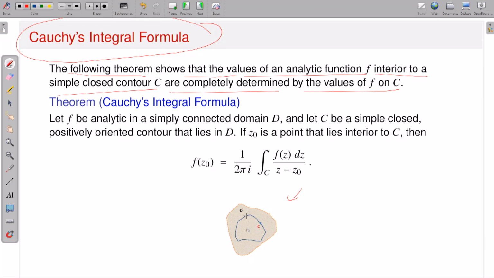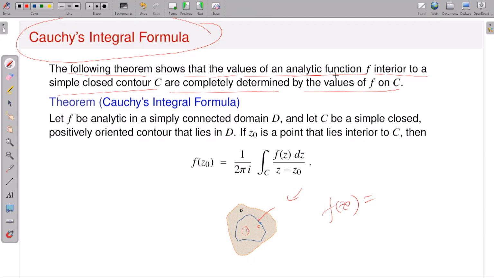If I take a contour C, a simple closed contour sitting inside D, and if I take some point z0 which is interior to C, that means in the region bounded by C, then Cauchy's integral formula says that I can calculate the value of the function at the point z0 if I know the value of my function on the contour. So that's exactly what I have written.